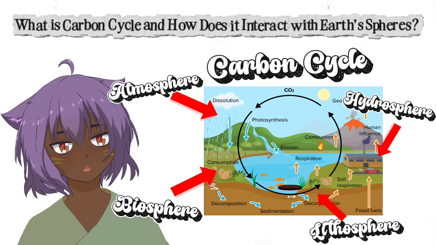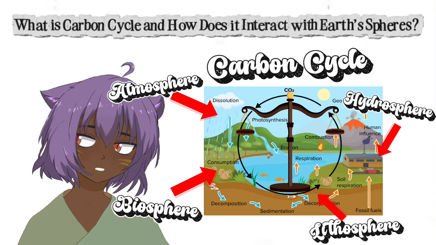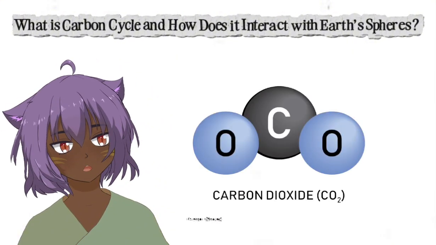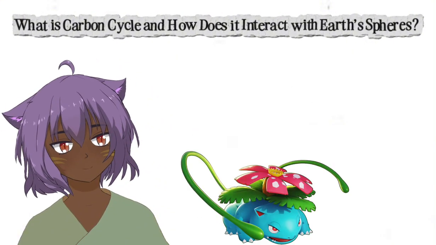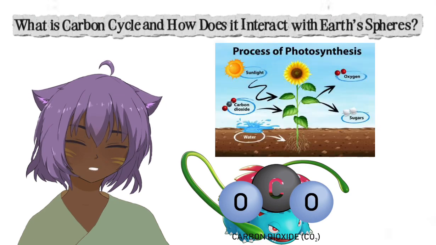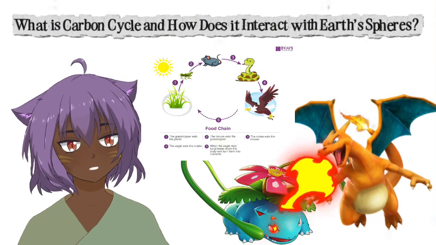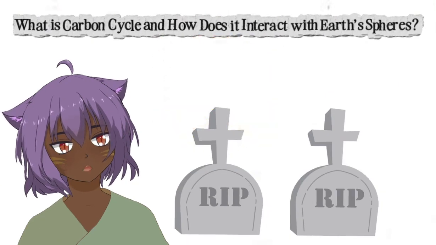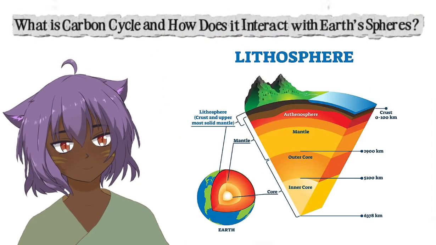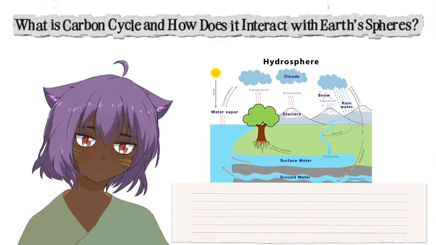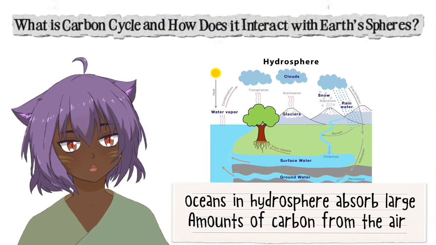These spheres constantly exchange carbon and normally keep it balanced. In the atmosphere, carbon exists mostly as carbon dioxide. Plants in the biosphere absorb carbon dioxide during photosynthesis. Animals then eat the plants, which transfers carbon through food chains. When organisms die, some of the carbon becomes part of the lithosphere, where it can eventually form fossil fuels. The oceans in the hydrosphere also absorb large amounts of carbon from the air.